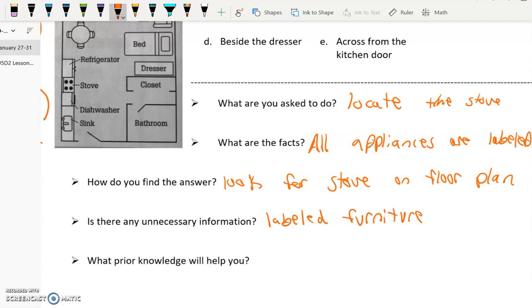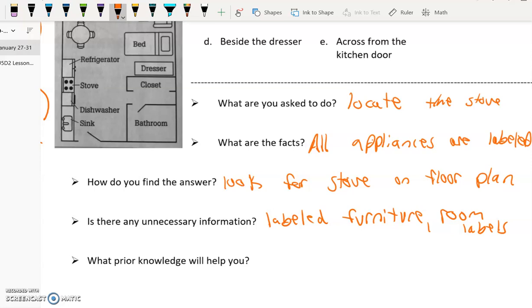Do you think it's important that the dresser be labeled or the bed be labeled? No, that's not helpful. Another thing that's not important is the labels of the rooms. Do I care that this is a bathroom and that's a closet? No. So I'm going to write room labels. They're just not important for this particular question. Okay? Maybe they help us with the visual, but honestly, they're not important.